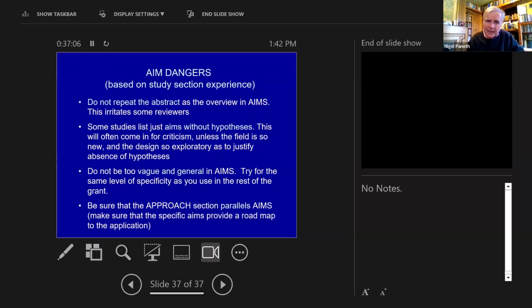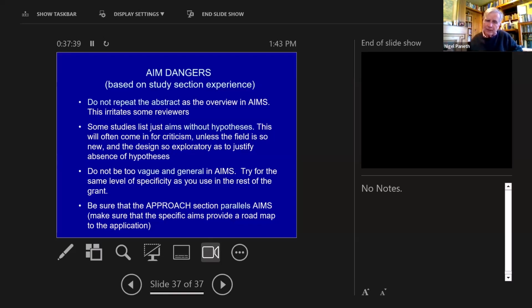A few aims dangers that I've noticed. Don't repeat the abstract. It's a temptation to say, well, I wrote the abstract, I'll just plunk it in there as the overview. Don't do that. Aims without hypothesis are likely to come under criticism from people who say you have to have a hypothesis. If it's a very new field, everything is exploratory, maybe you could get away with it. Don't be vague in general in aims. Be as concrete as you possibly can. Try it with the same level of specificity as you use in the rest of your grant.